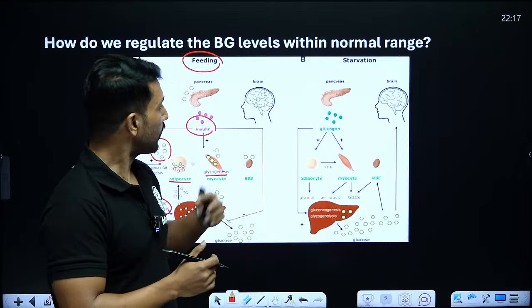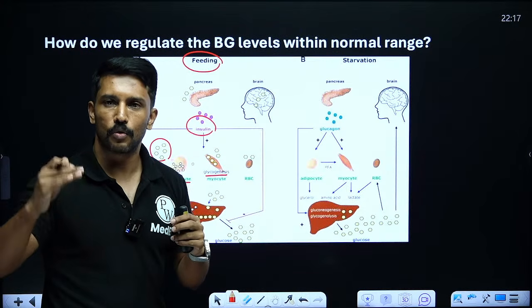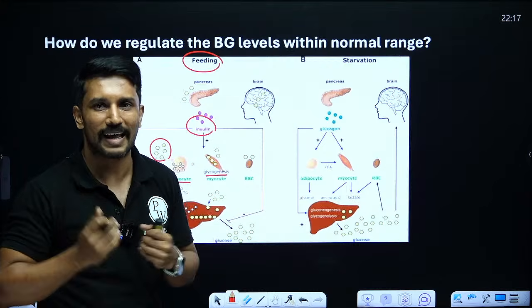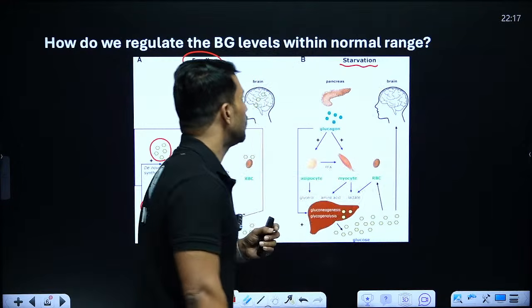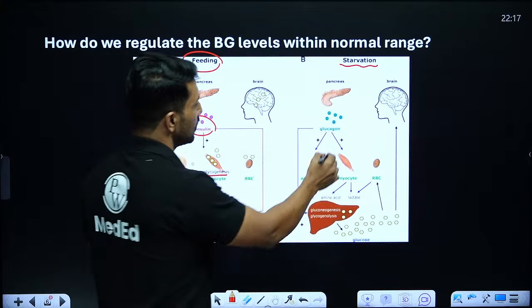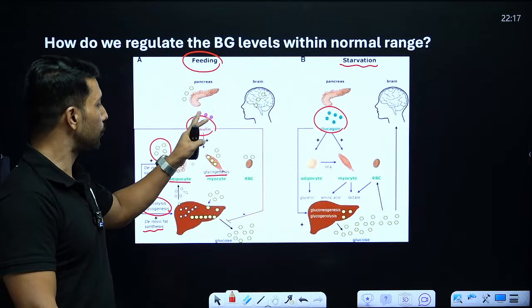Okay. Now what if I am not taking sufficient calories and whatever blood glucose I have is all being used by tissues, and the blood glucose level starts tanking down? So in the starved state, instead of insulin, the pancreatic cells will produce glucagon, and glucagon does the opposite of insulin.